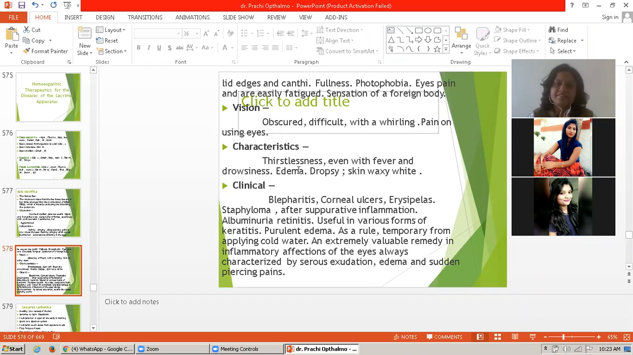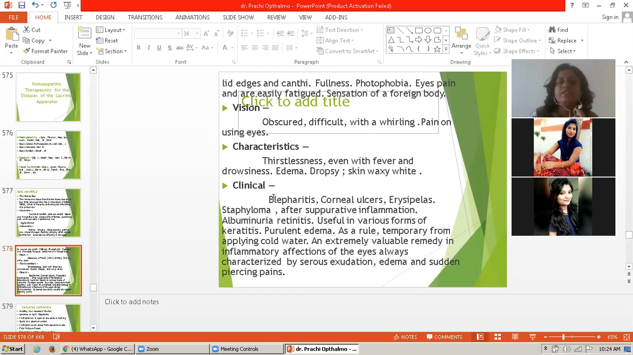And the characteristics are that there is a thirstlessness, even with the fever and drowsiness. There is edema, dropsy, skin is waxy and white. So thirstlessness is the characteristic feature of Apis. Even in the fever also, there is a thirstlessness, drowsiness, edema, dropsy is seen in the Apis mellifica patient.